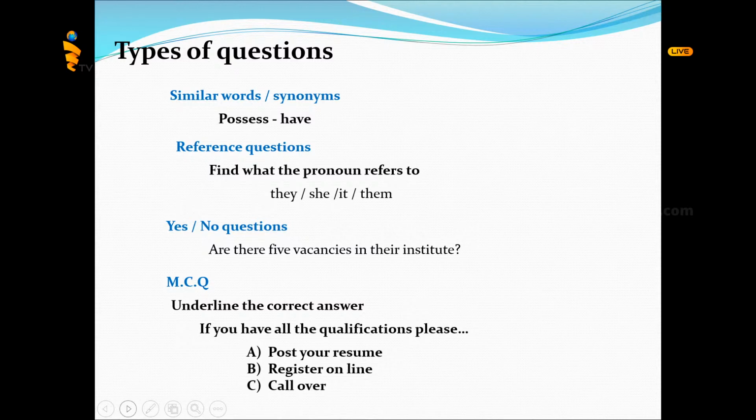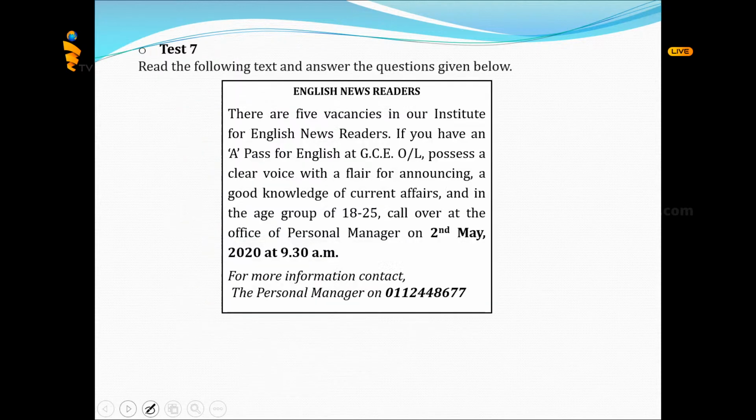Then yes/no questions. Example question, are there 5 vacancies in their institute? Let me take you to the text. Are there 5 vacancies in the institute? Of course, in the first line it says there are 5 vacancies in our institute. So the answer is yes.